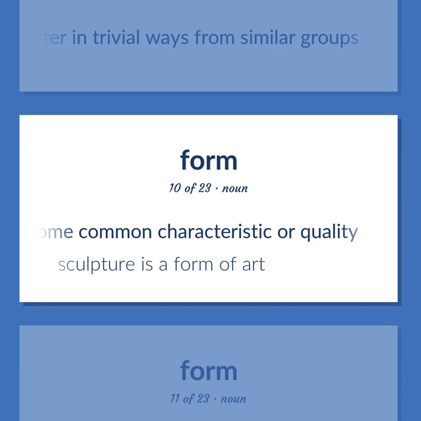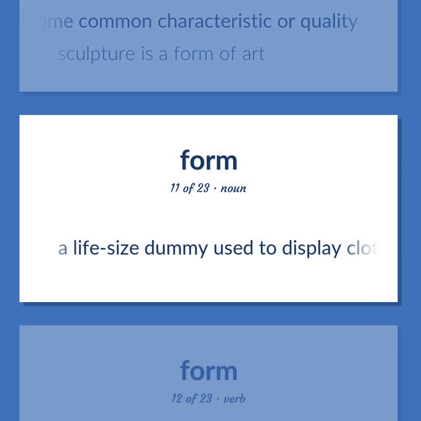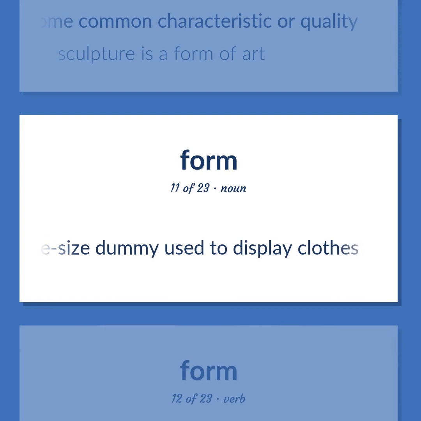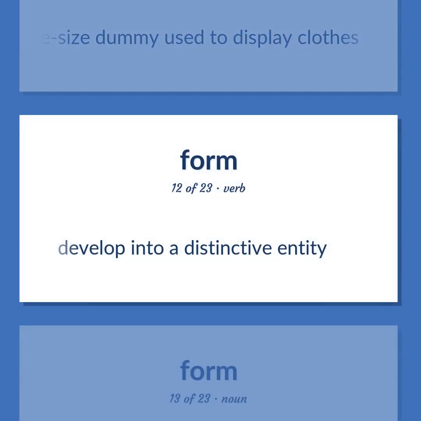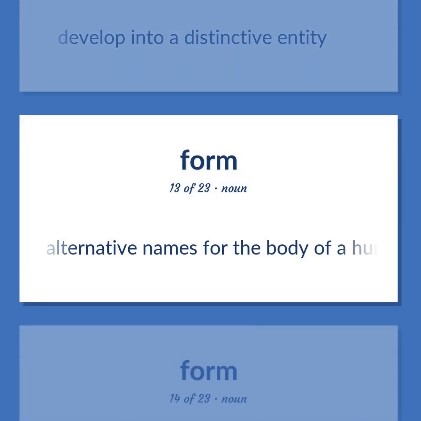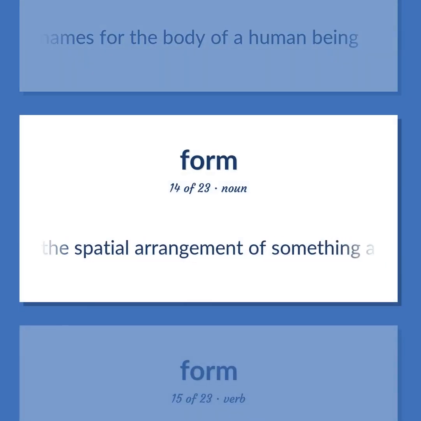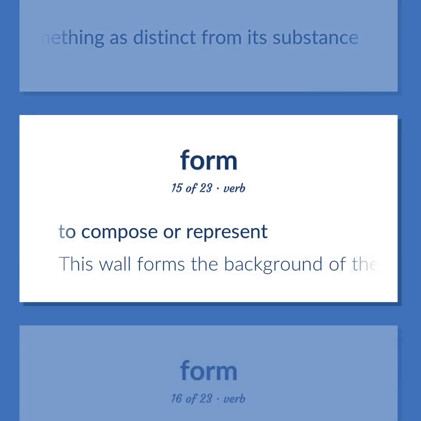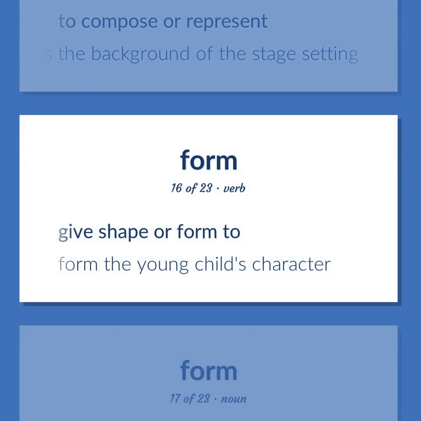Sculpture as a form of art. A life-size dummy used to display clothes. Develop into a distinctive entity. Alternative names for the body of a human being. The spatial arrangement of something is distinct from its substance. To compose or represent. This wall forms the background of the stage setting. Give shape or form to. Form the young child's character.